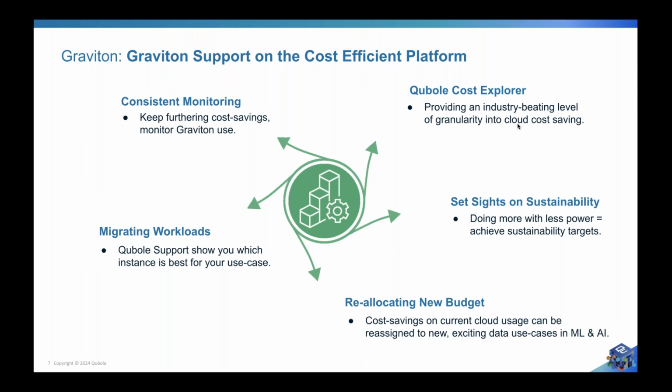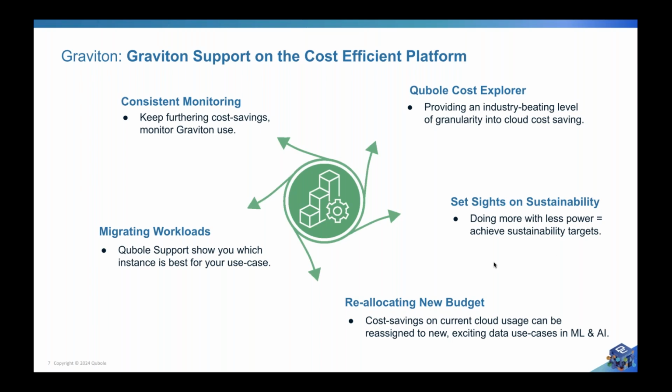It does provide you some optimization techniques as well, or it will tell you where you can save the cost. So this is a very unique feature. It will help you optimize the jobs which might be consuming a lot of resources, and it doesn't matter whether you're using Graviton or simple Intel or x86, you will be able to use Qubole Cost Explorer to save the cost. And with Graviton, you can be doing more with less power, and definitely with sustainability targets.